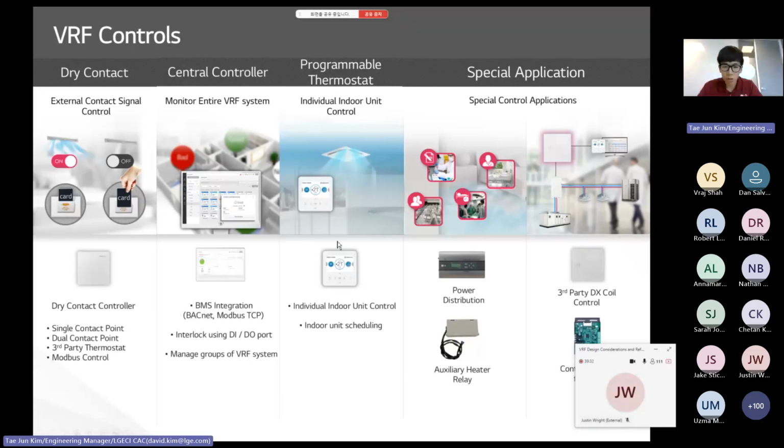The remote controller is obviously different for each of the manufacturers. They have their own benefits and different kinds of wired thermostats depending on your application. And also the power distribution indicator for billing purposes, and also the auxiliary heater relay kit, as I mentioned earlier, to connect with the auxiliary heater for supplementary heat. And the third-party DX coil controller, which I've shown you earlier for the third-party AHU communication kit. And also the contact module for the outdoor unit for Modbus connection as well, and additional contact signal connection for the outdoor units as well.